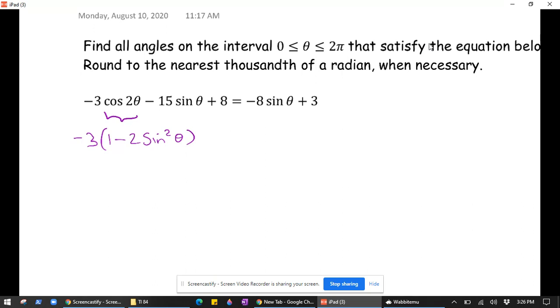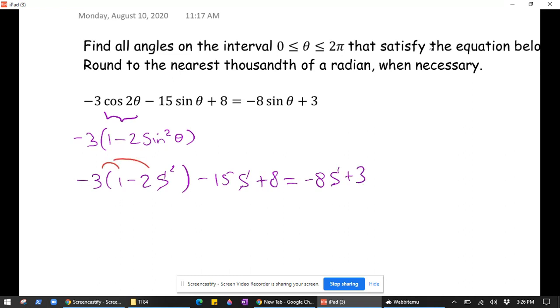Now, let's distribute it and then rewrite the rest of this just involving s's. So I'm going to rewrite this as -3 times 1 minus 2 sine, which I'll write as s for now because it's an abbreviation, plus 8 equals -8s plus 3. Okay, we distribute, and when we do that, we get -3 plus 6s squared minus 15s plus 8 equals -8s plus 3.